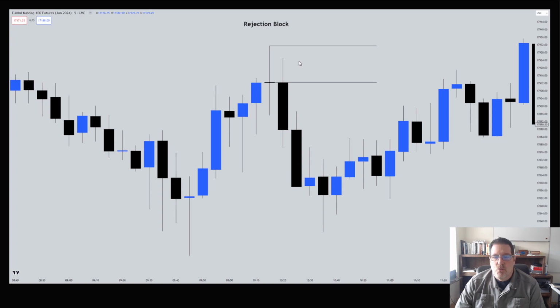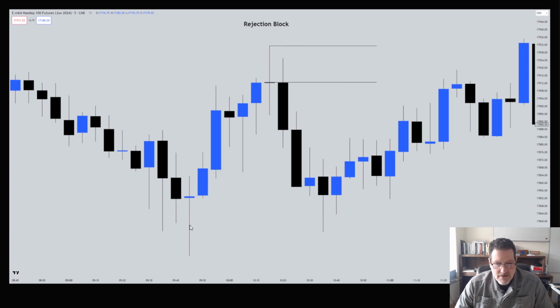And what we know is that in the mean threshold, which is 50% of the rejection block, price is going to tend to respect that 50% level. Meaning, we don't want to see a candle close above that 50% level, or that tells us that that wick is likely to get traded above in this case, or in this case traded below.